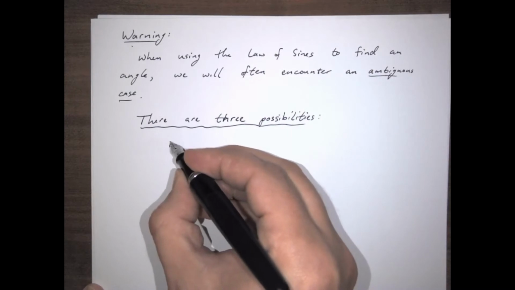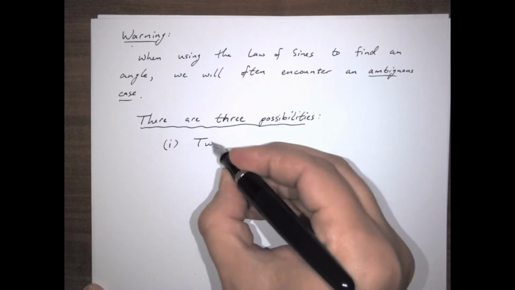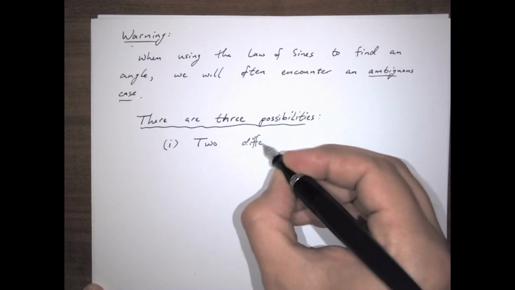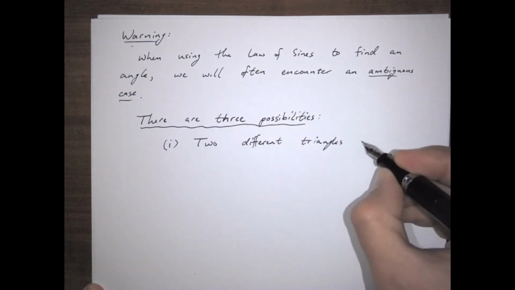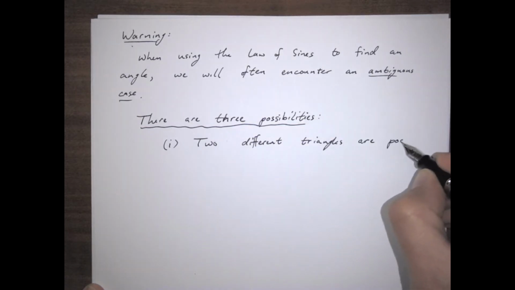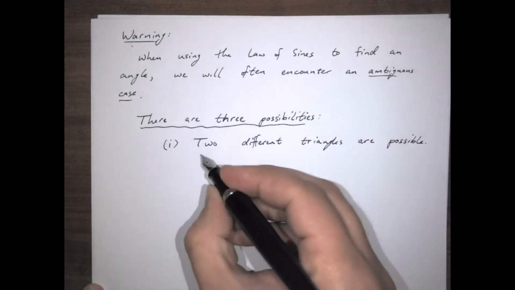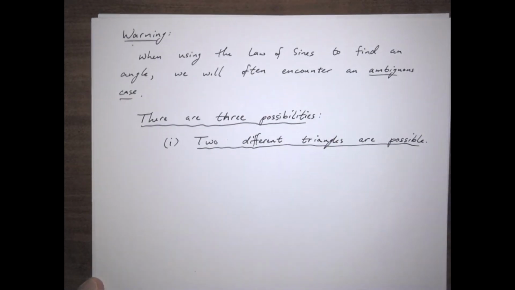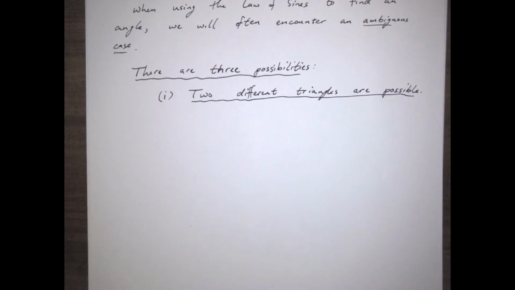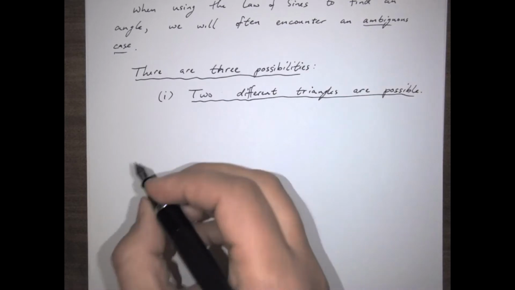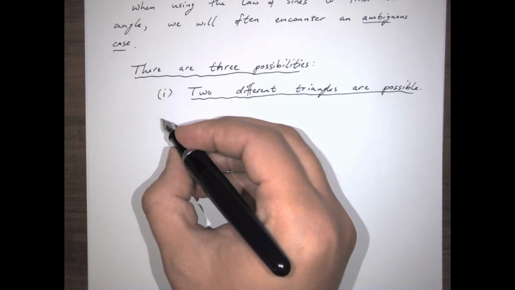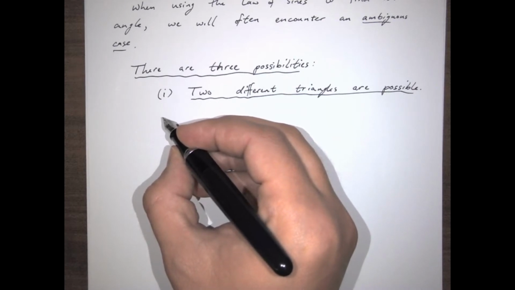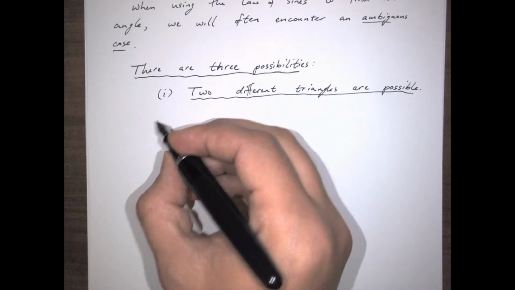Possibility 1: two different triangles are possible. So this is the worst case, the worst case we can imagine. We have to actually solve the triangle twice, once for each possibility. This comes from the fact that when we use the inverse sine, it will only tell us one of the possible answers, and we have to figure out the other one.